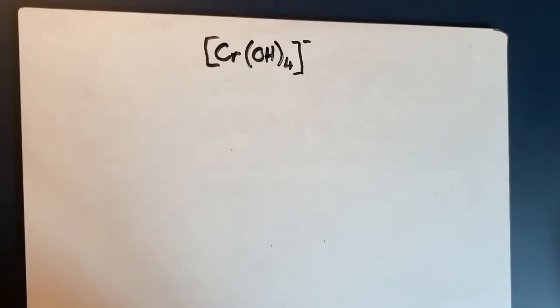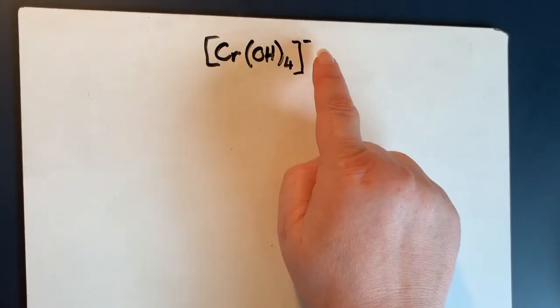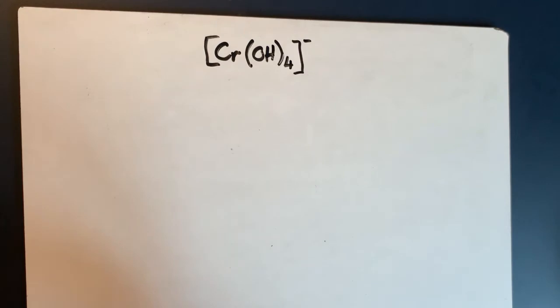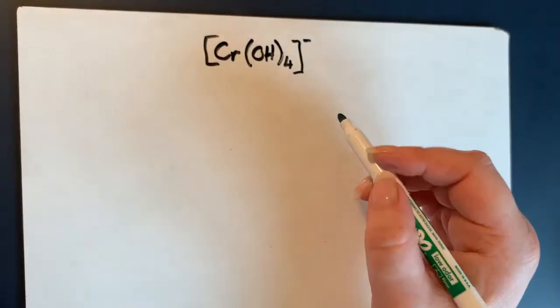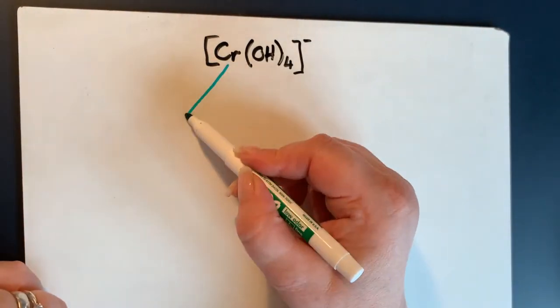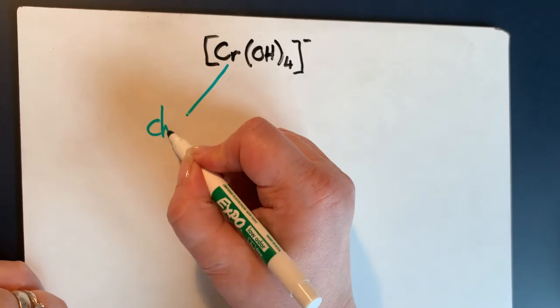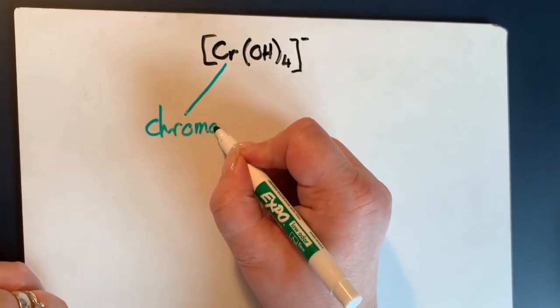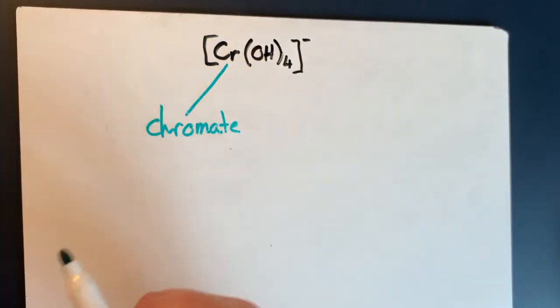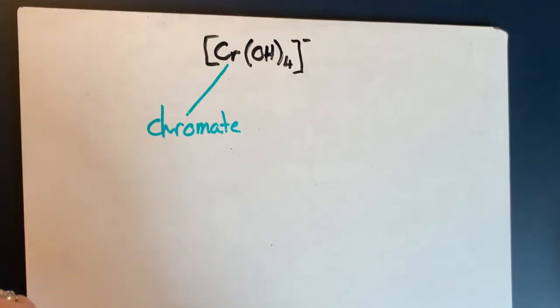Here we have another example. We don't have a salt because we only have one negative ion. There's nothing positive before it. Because it's negative, this chromium is not going to stay as chromium. We're going to have the Latin name. So that's going to become chromate. We name our ligands prior to our metal.